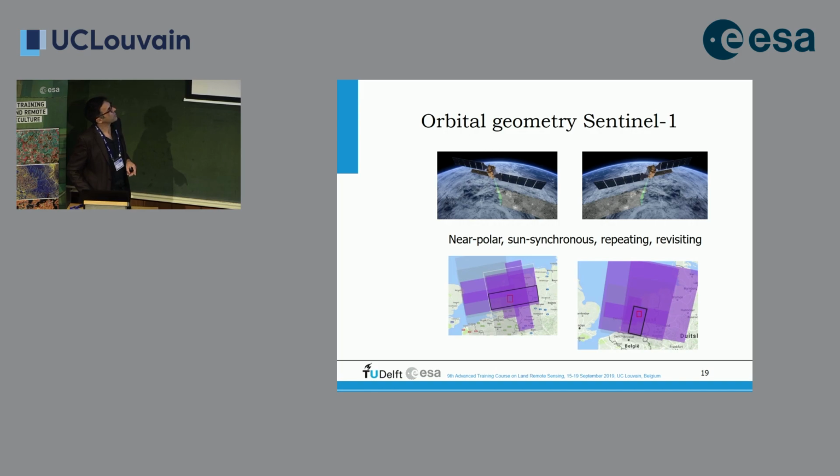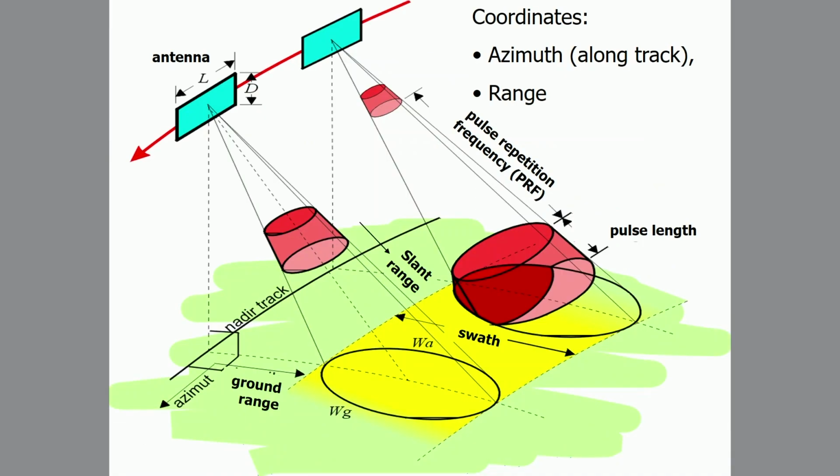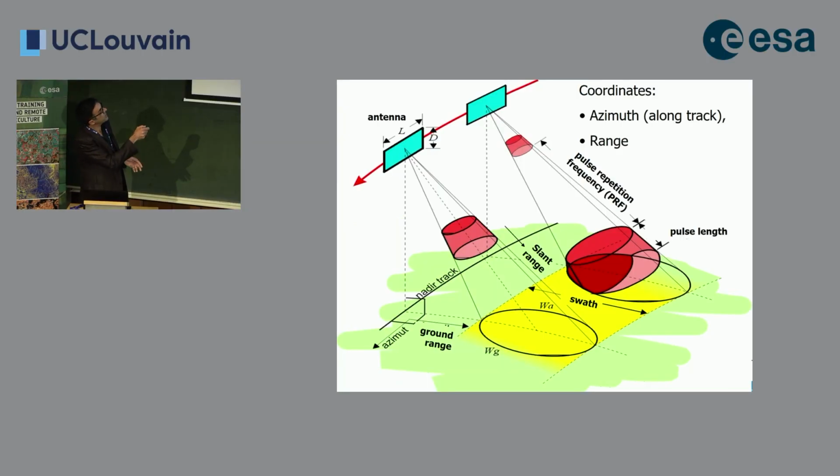Okay, so let's not dwell on this too much. I cover this. So here we have the situation. The satellite is flying in the orbit. The antenna has a certain size. We're illuminating a swath on the ground. The range, or the slant range, is the direction from the satellite to the ground. And the other direction is what we call azimuth. So that is the other thing.